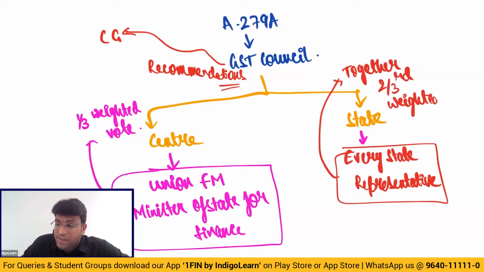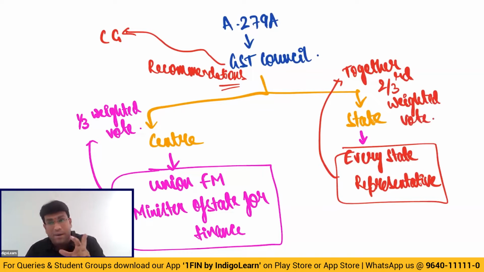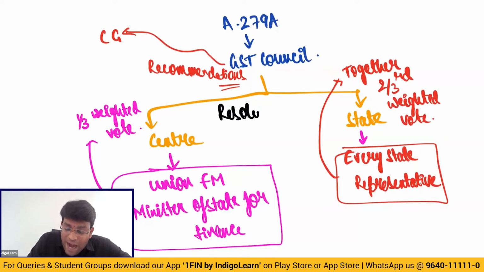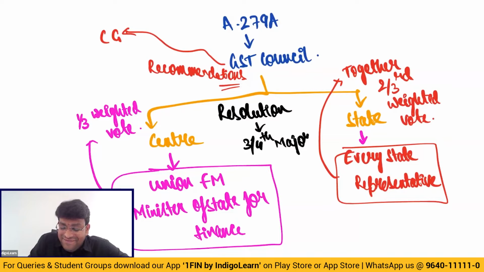I repeat again, my dear friends. Listen very clearly. Center, only two members are there. And both together, they have got 1/3 weighted vote. And all state representatives together, they have got 2/3 weighted vote. And the interesting fact, which we should know very clearly, is that to pass a resolution, there should be 3/4 majority. This is the beauty of GST law.